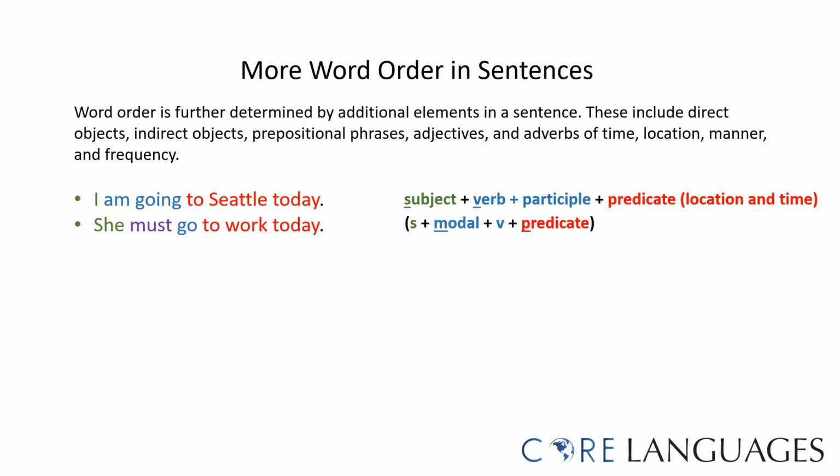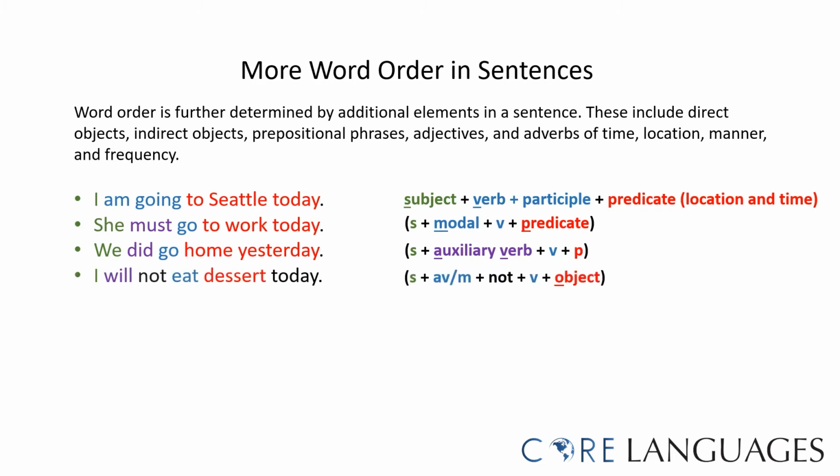She must go to work today. This sentence uses a modal verb, and a modal verb is placed before the other verb. She must go. We did go home yesterday. This sentence uses an auxiliary verb, and like modal verbs, they are placed before the other verb. We did go.